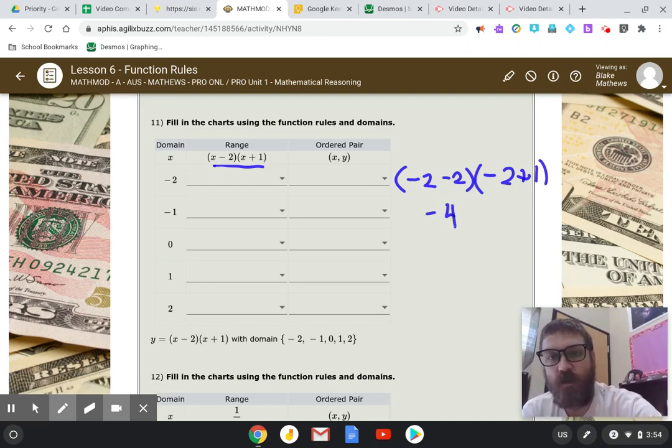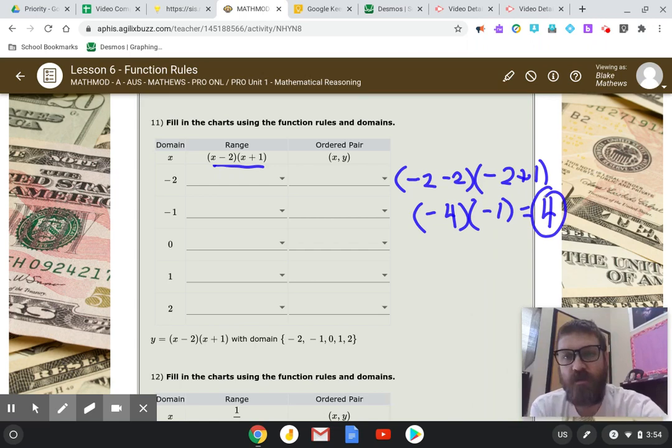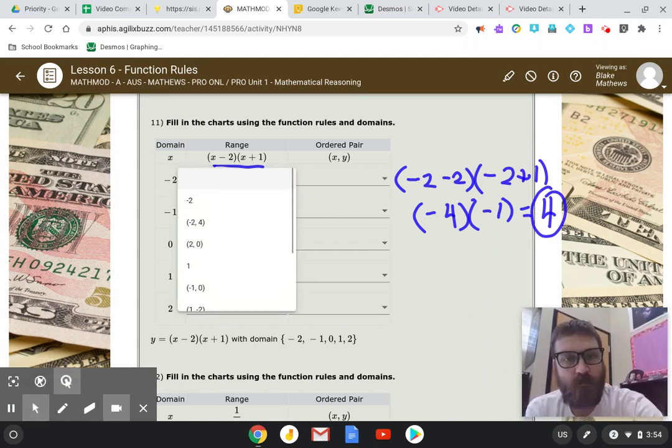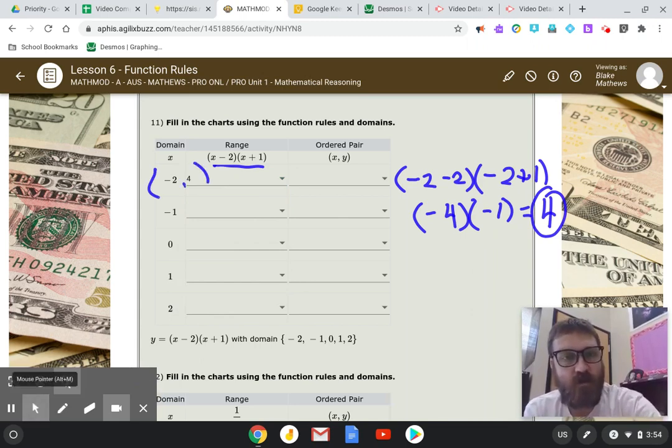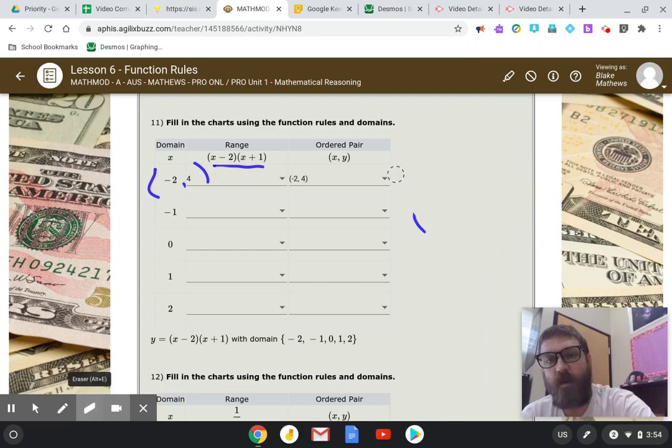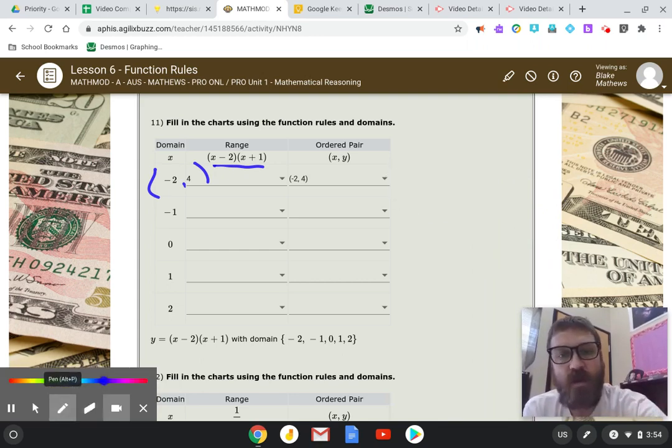-2 minus 2 is -4. -2 plus 1 is -1. And -4 times -1 is 4. Feel free to use a calculator for any of those calculations, but they are pretty basic. So then I see that I get a 4. So I go look, I see 4 is one of the answers. And then the ordered pair is going to be, you can see right there, -2, 4. So I go here, -2, 4. So then I go to my next one. I would definitely be keeping an extra sheet of paper nearby for this.